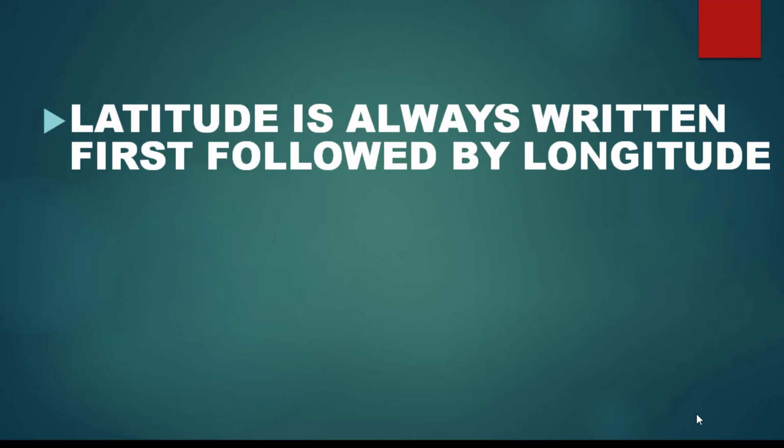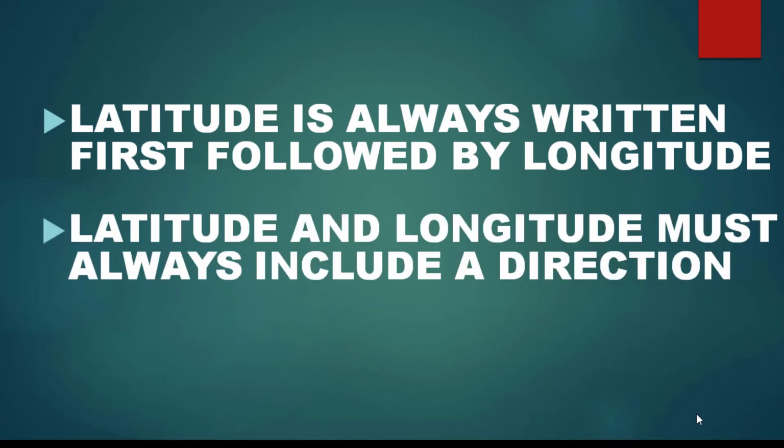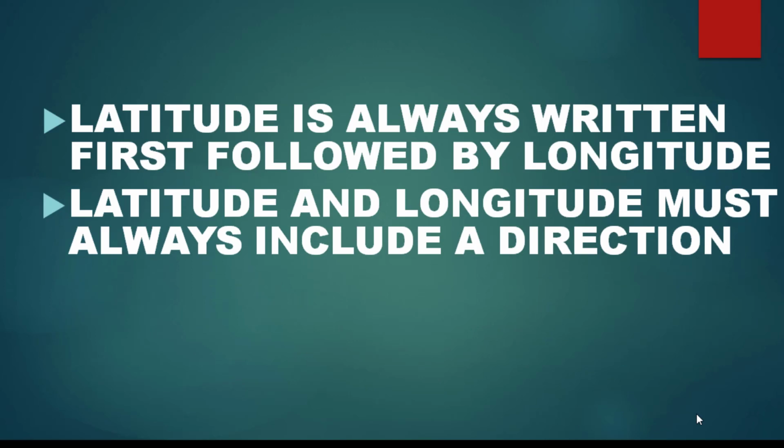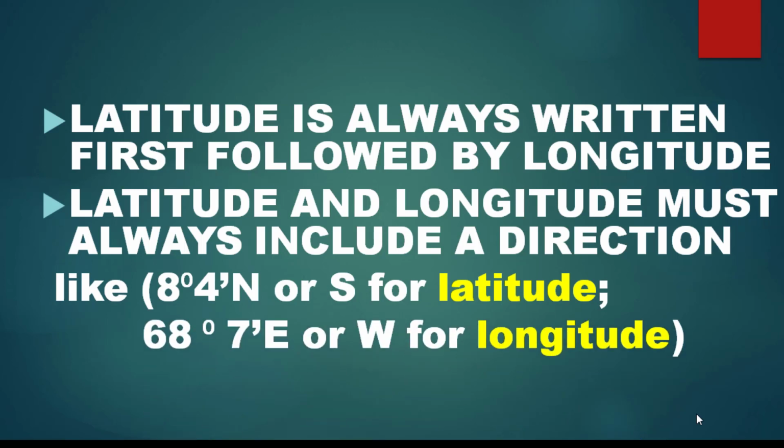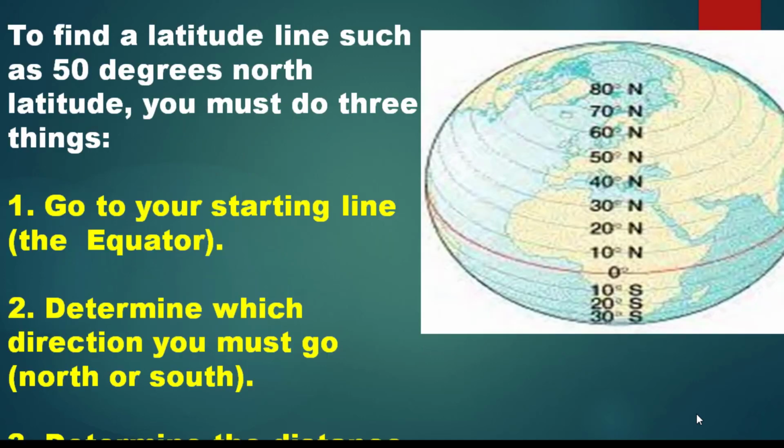Latitude and longitude must always include a direction. For example, 8 degree 4 minutes north or south for latitude. Similarly, 68 degree 7 minutes east or west for longitude. So how to find a latitude? To find a latitude, for example, in our case 50 degree north, we must do three things.